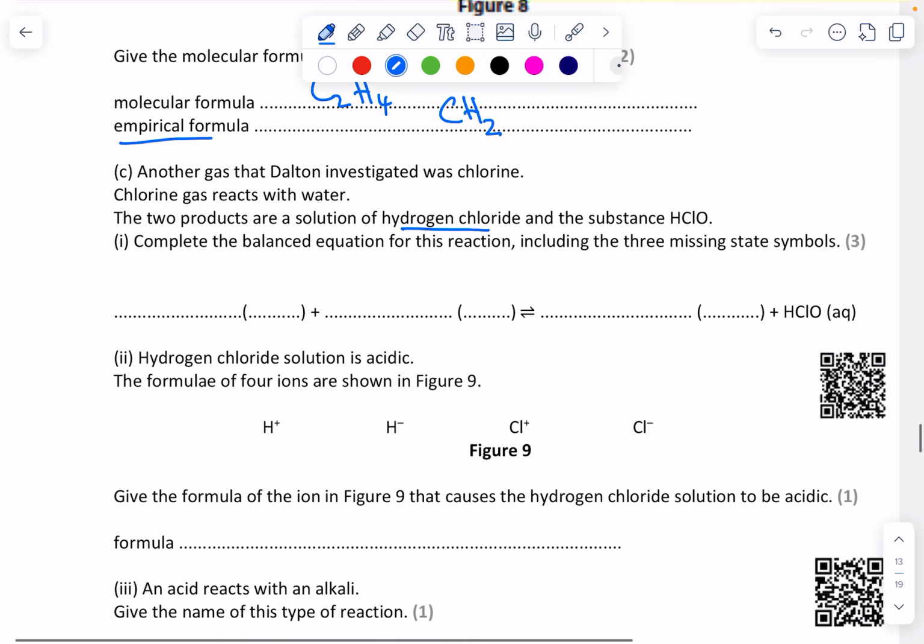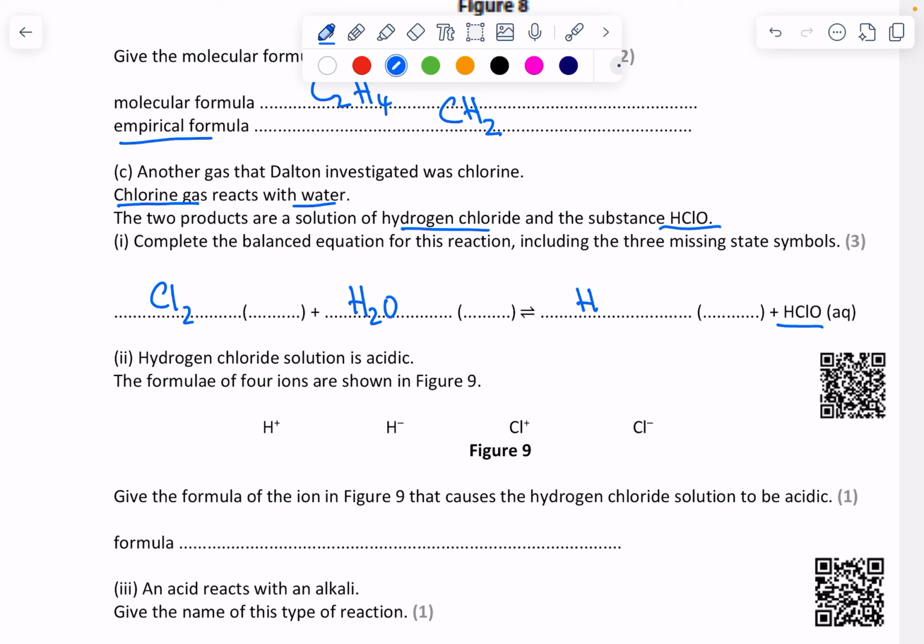Okay, the next one is a reaction. We've got to write a word equation for it. So it tells me that chlorine gas is reacting with water. So let's put chlorine in. Chlorine is Cl. Remember, it's diatomic, so it's 2. And water is H2O. And it says the products are hydrogen chloride and this substance HClO. Well, they've already put HClO in the equation here. So anything we've got missing is hydrogen chloride.